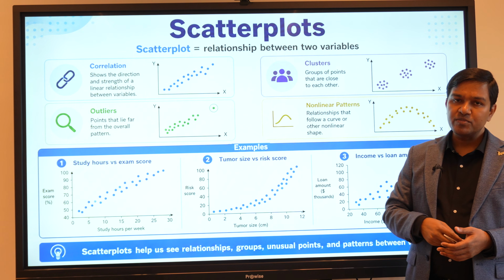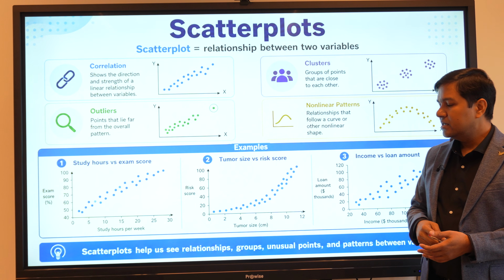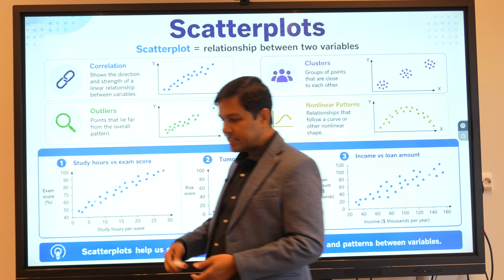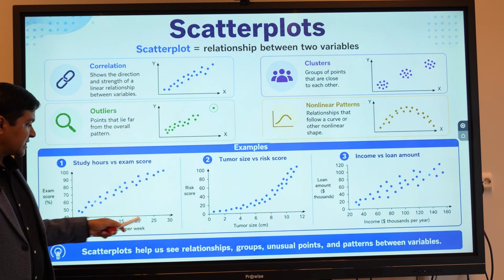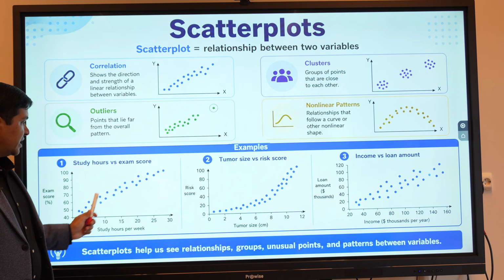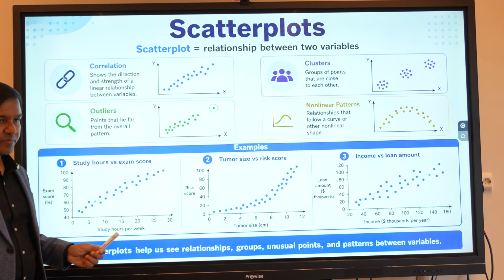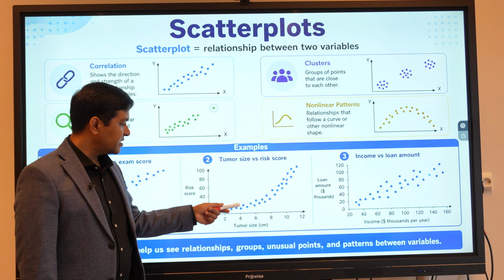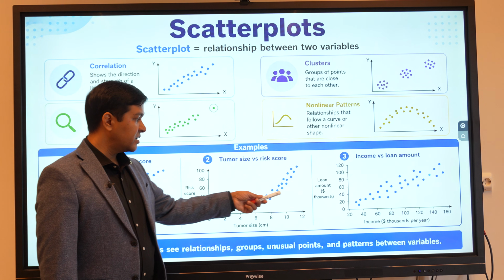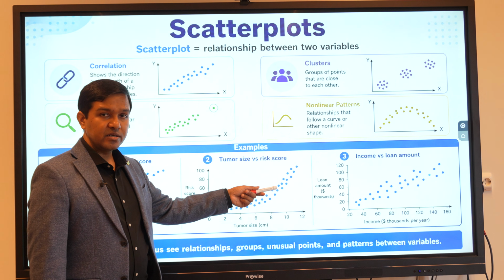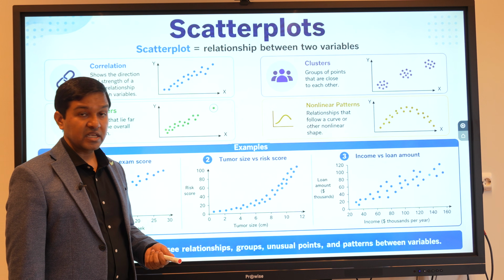Non-linear relationships across two variables can also be understood, whether they are linear or non-linear. One example here is student study hours and exam score. So exam score against study hours per week shows that the more the study hours, the better the exam performance. Then this one is tumor risk: if the tumor size is small, the risk score is low. If the tumor size in the medical report is bigger, then the risk of cancer or non-cancer is higher.